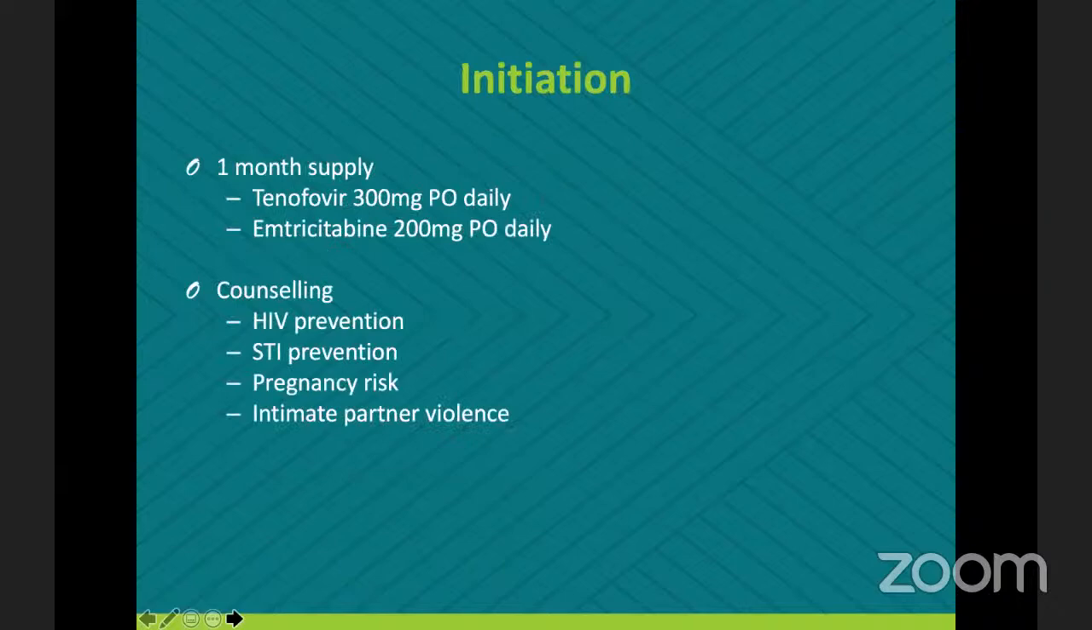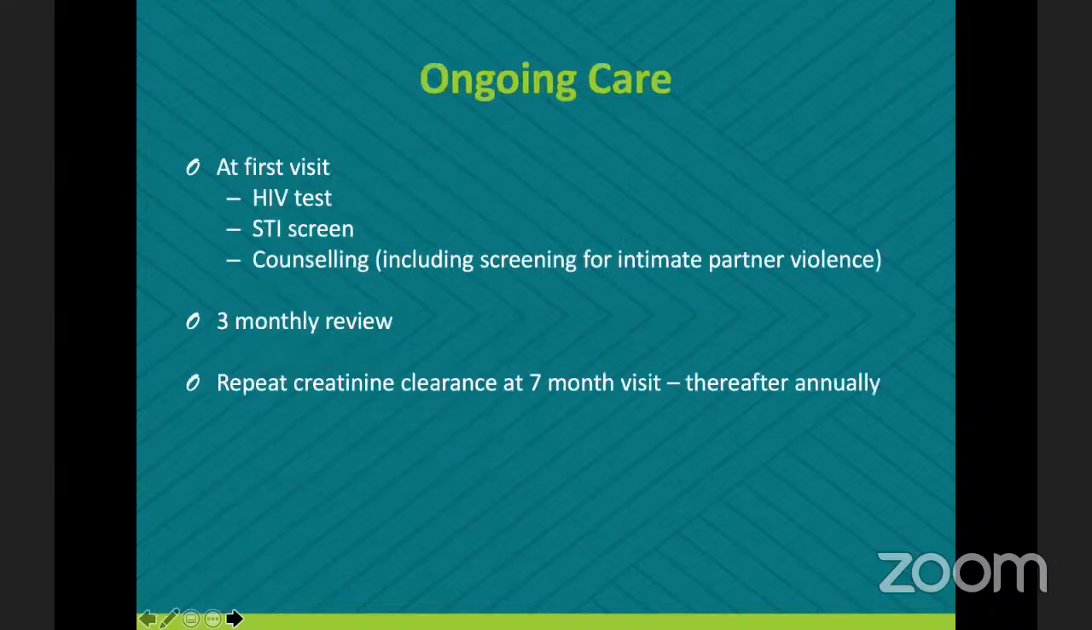Next slide, please. So in terms of the initiation of PrEP, the first regimen that they would be started on is a 1-month supply of tenofovir 300 milligrams per os daily and emtricitabine 200 milligrams per os daily. At this stage, patients should be counseled on HIV prevention, STI prevention, and pregnancy risk associated with unsafe sex. And it's also important to note that these patients are at a higher risk of intimate partner violence, and so this should be discussed with them as well, and they should be screened for this. Patients should also be offered condoms at this stage, and in terms of advice to give to patients, adequate levels of the drug should be reached within 20 days.